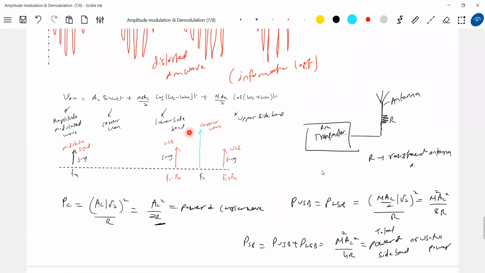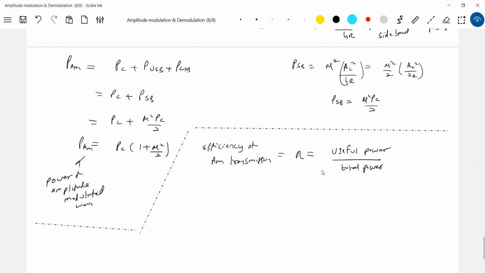Means of this everything will be transmitted. Of this, how much is useful? Only these two are useful. So therefore I'm bringing the efficiency. Useful power by total power. Total power of the AM wave. What is useful power? Power in the side bands. Power of sideband is mu square Pc by 2. Power of AM wave.